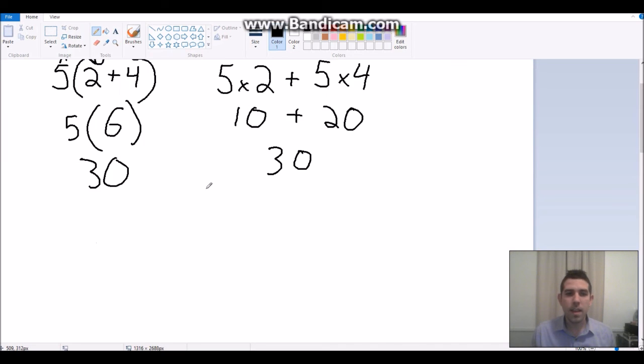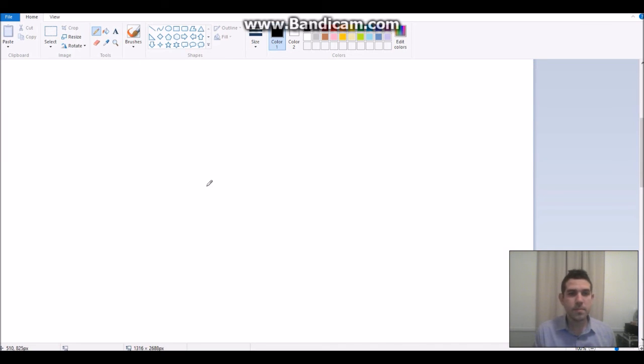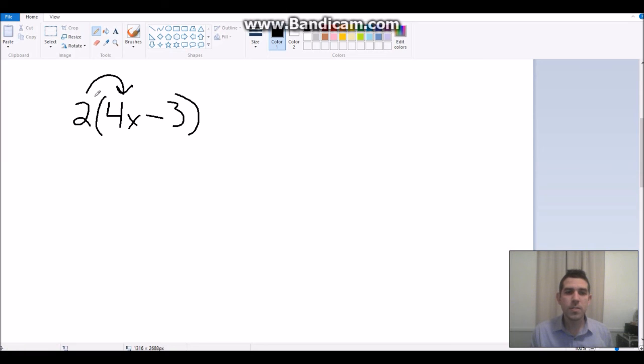Now how does this look in algebra when we have variables? So let's try 2 times 4x minus 3. Again, I'm going to multiply everything inside the parentheses by the number on the outside. First, 2 times 4x gives me 8x. Also, 2 times negative 3. This term is negative 3 or minus 3.